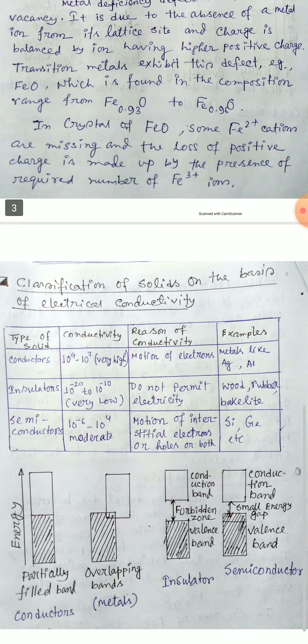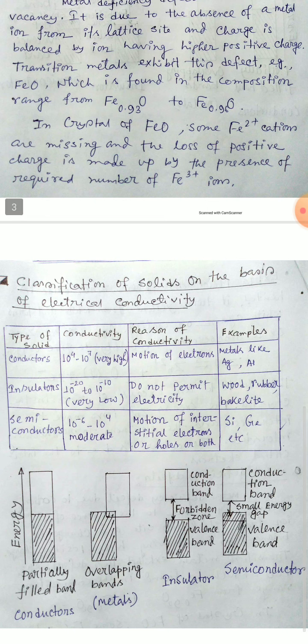Now, classification on the basis of electrical conductivity. Solids are of three types: conductor, insulator, and semiconductor. You can see in the box conductors, insulators, and semiconductors. The conductivity of a conductor is 10^4 to 10^7, that is very high conductivity.